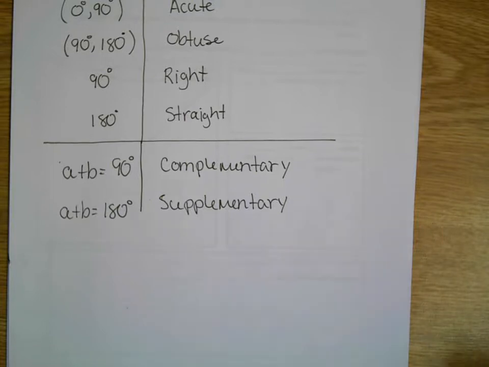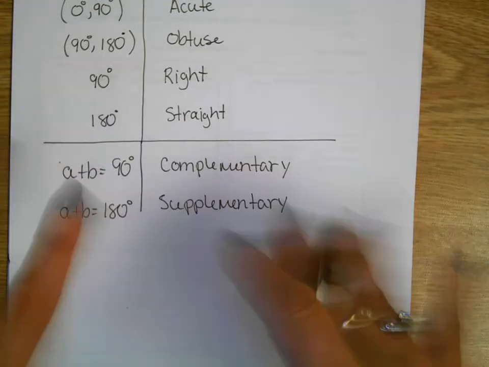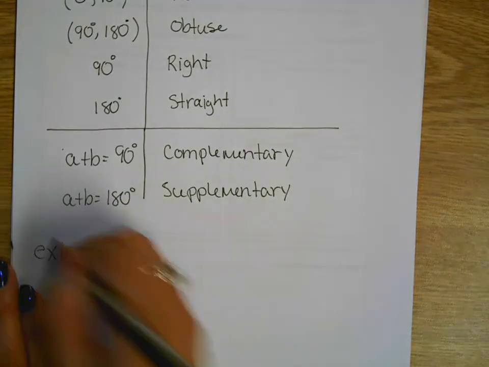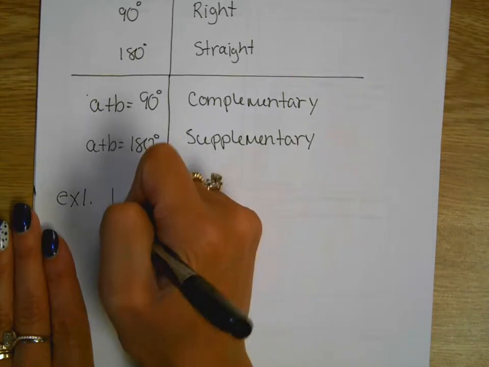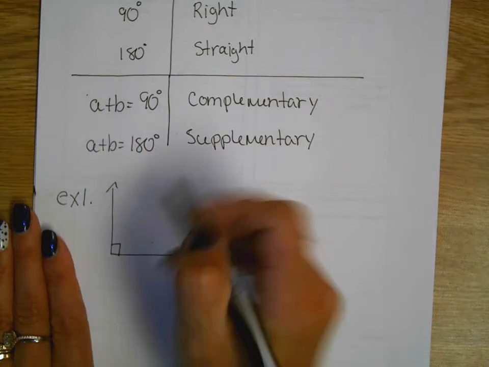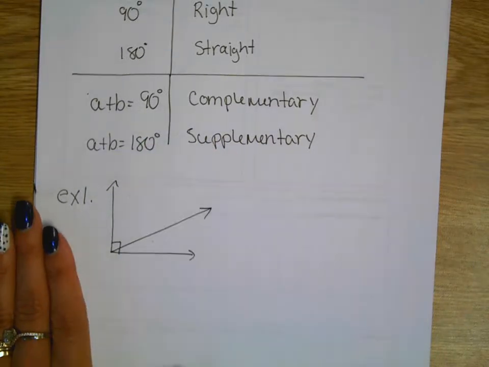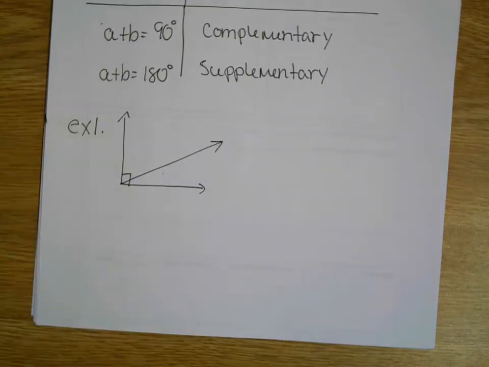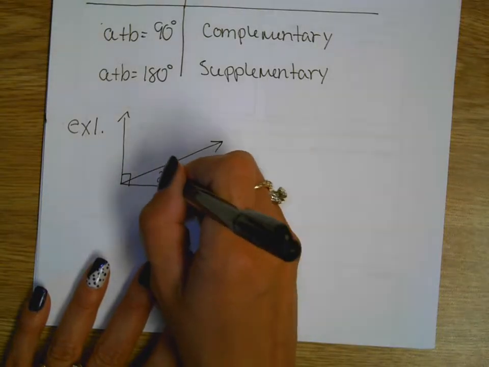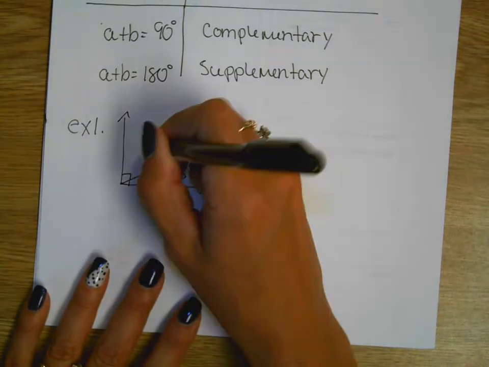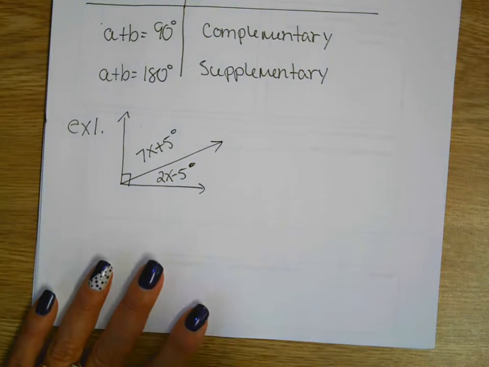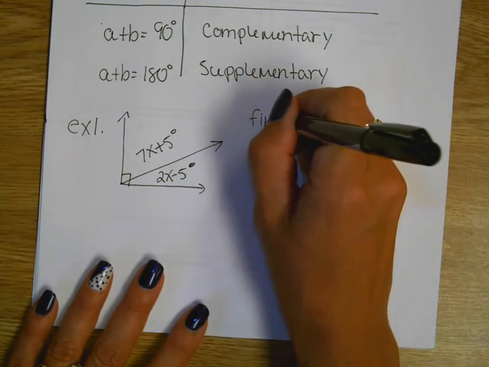You're going to have a whole section in the book of setting up equations, and so I'm only going to do one of these because they're kind of straightforward. So you'll have something like this, where you set up your little algebra equation and solve away. This angle down here is 2x minus 5 degrees. This one is 7x plus 5 degrees. Can you find each angle measure there?